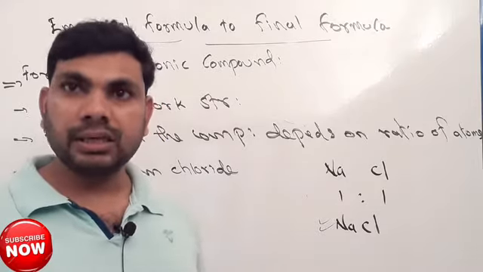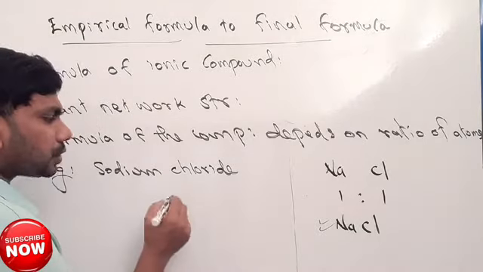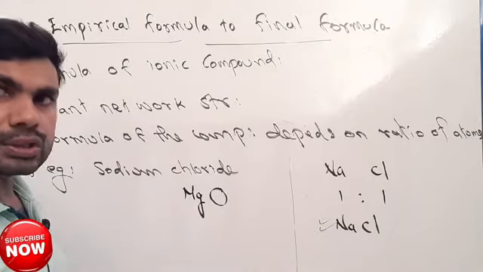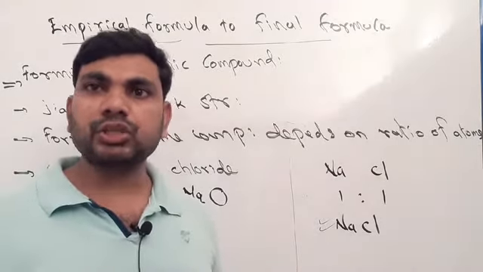Similarly, another example, magnesium oxide. Magnesium oxide is an ionic compound, and ionic compounds have a giant network structure.